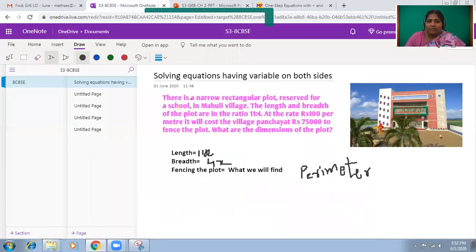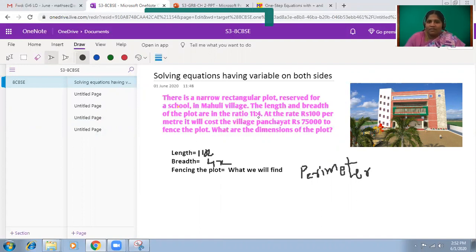So there is a question. There is a narrow rectangular plot reserved for a school in Mahul village. The length and breadth of the plot are in the ratio 11 is to 4. At the rate of rupees 100 per meter, it will cost the village panchayat rupees 75,000 to fence the plot. What are the dimensions of the plot? So using OneNote, we can do this problem like a whiteboard. I already told you, I can even share this page and you can write the solution also.